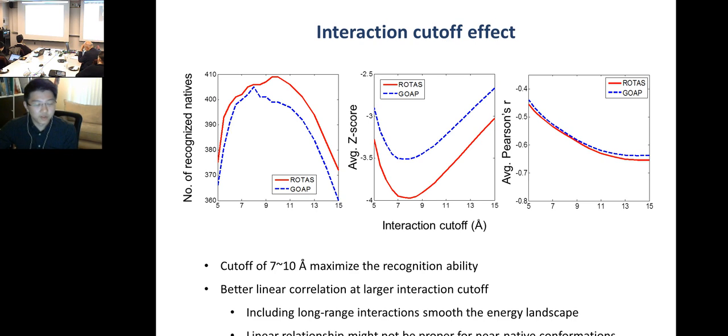you should also notice that the linear relationship between the score and the model quality might not be proper for near native conformation.